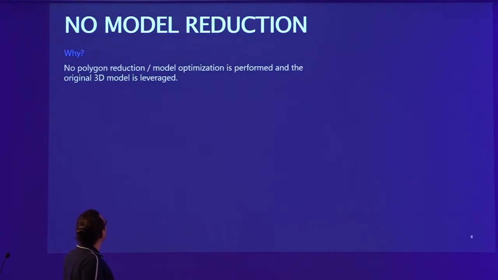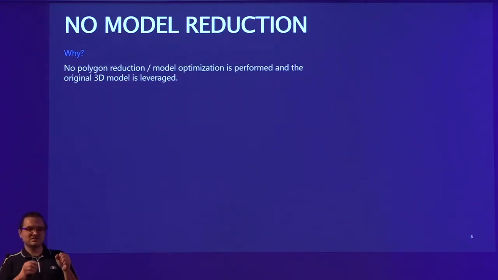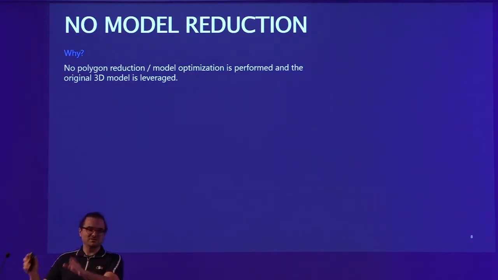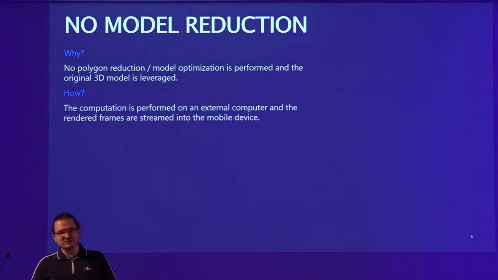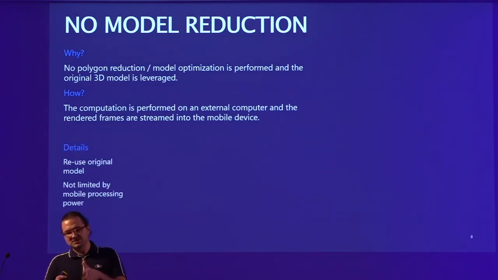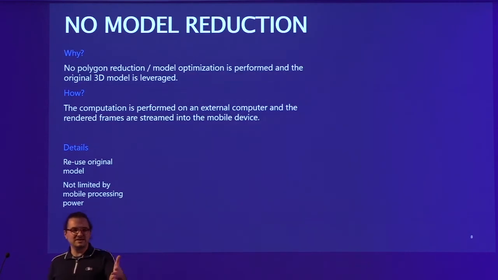All right, so what if no model reduction? So what you can also do is you can take your original model and render that not on a mobile device, but actually on an external computer, for example. There are a bunch of solutions for different devices. For the HoloLens, there's one which is called holographic remoting. And what it does, it renders your whole scene on an external computer. So this could be like a full-blown desktop PC with an NVIDIA 1080, whatnot.